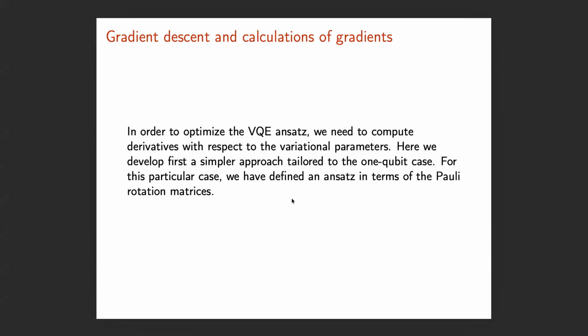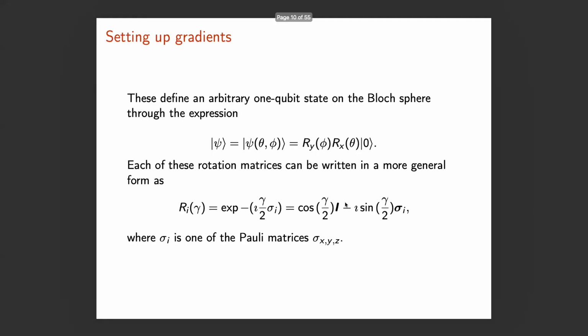What we are going to do then is to develop first a simpler approach tailored to the 1 qubit case. That's where we're going to stay first. So I'm going to switch back to the whiteboard, if that's okay, and slow down the pace a little bit, because I want you to derive the parameter shift rule so that we have that one. So let's now do that and switch to the whiteboard.